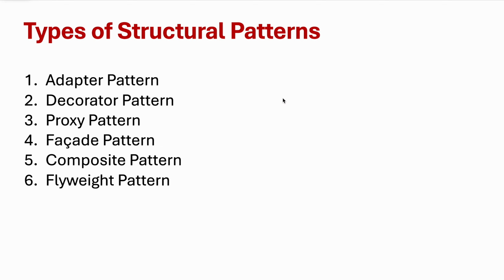So let's see what the different types of structural patterns are: adapter, decorator, proxy, facade, composite and flyweight. There are more, but let's focus on the major, most commonly used ones. We'll see each one of them in detail in future videos.